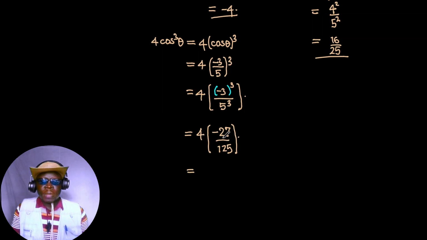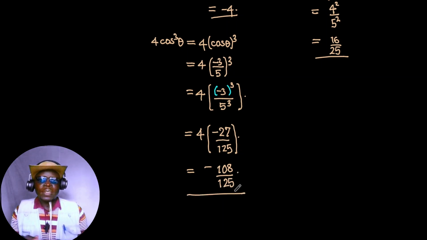Lastly, we have to open up this bracket by multiplying through, and 4 times 27 is 108. We can write 8 and add 2. 4 times 2 is 8, plus 2 is 10. So we have here negative 108 over 125. So this is how we solve question number 1.